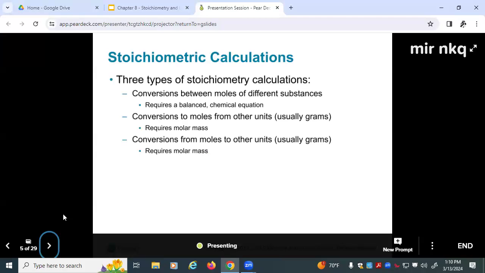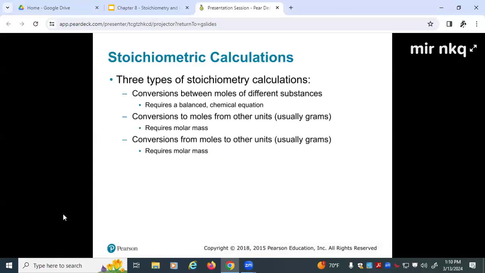And so when it comes to these stoichiometry calculations, there are really only 3 kinds. And 2 of the kinds you already know how to do. You look at the last 2 bullet points there. Turning moles into grams, you know how to do that. You multiply by the molar mass. Turning grams into moles, you know how to do that. You divide by the molar mass.